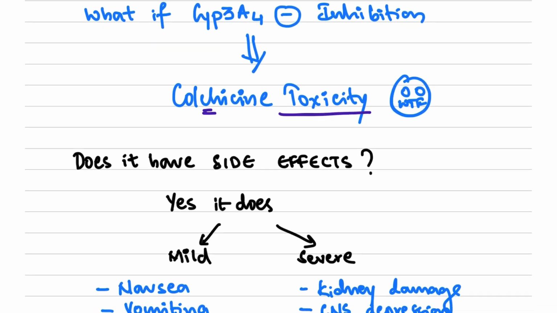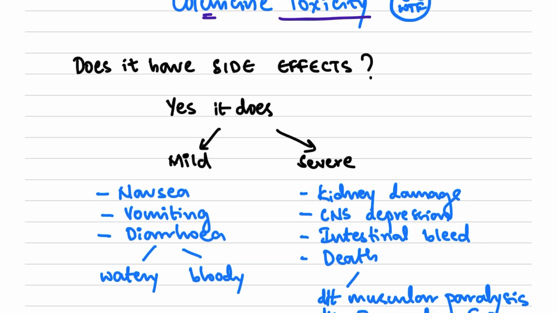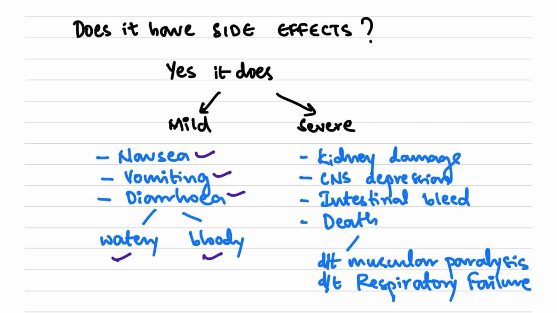So what about the side effects of colchicine? Yes, they do occur. They can be mild as well as severe. Mild side effects include nausea, vomiting and diarrhea. Diarrhea could be watery as well as bloody. So what are the severe side effects of colchicine? It leads to severe kidney damage. It acts as a CNS depressant. It might lead to intestinal bleeding, and death due to colchicine is mainly due to muscular paralysis as well as respiratory failure. So these are the severe side effects of colchicine.